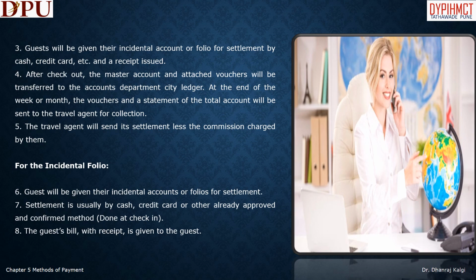For the incidental folio. 6. Guest will be given their incidental accounts or folios for settlement. 7. Settlement is usually by cash, credit card or other already approved and confirmed method, done at check-in. 8. The guest's bill, with receipt, is given to the guest.